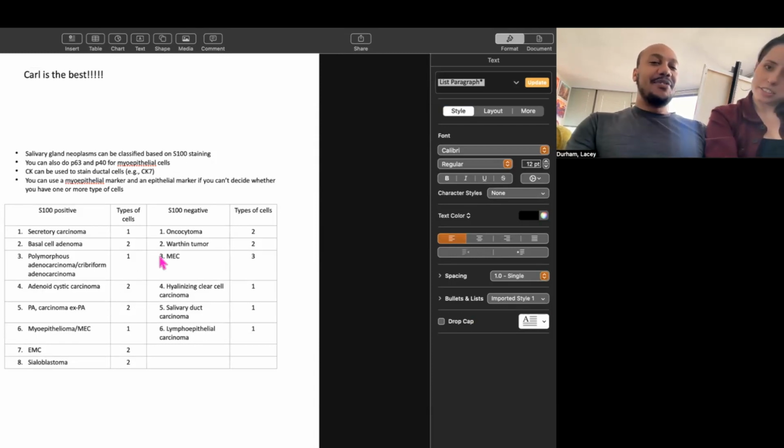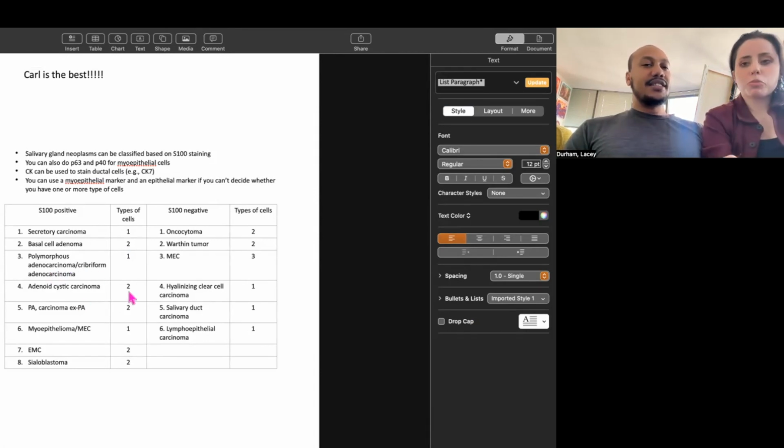What I'm saying for the purpose of this discussion for now is: do you have one population or two populations, and the utility of using an epithelial and myoepithelial marker to get into these diagnoses. But there are other things that we can do. For now, polymorphous has one population of cell, adenoid cystic has two populations. Okay, can we go over the populations of cells?